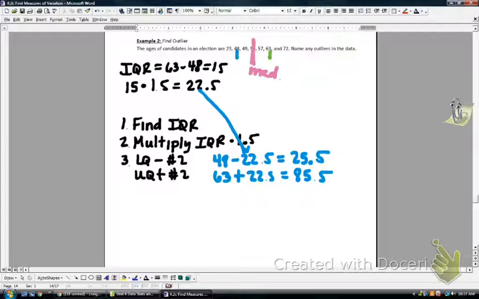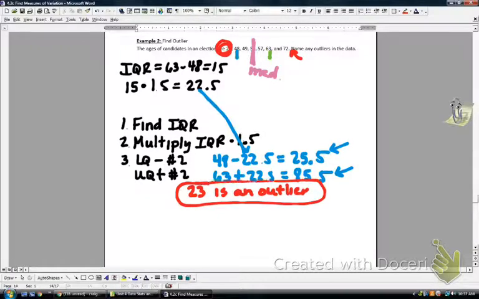Alright, so then I look, and if there's a number that's less than 25.5 or greater than 85.5, those are my outliers. So when I come up to my data, 23 is less than the 25.5, so 23 is an outlier. And then when I look at the upper end of my data, there's nothing bigger than 85.5, so 23 is my outlier.